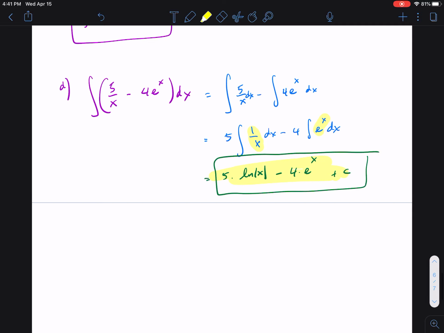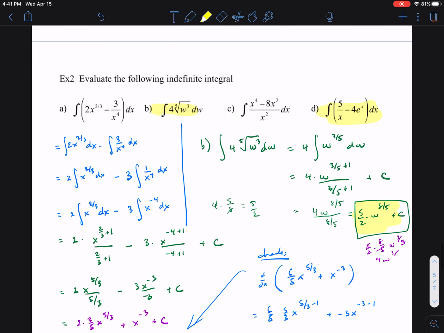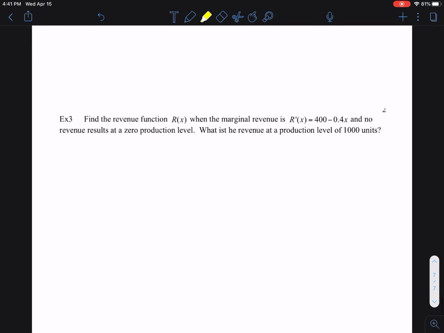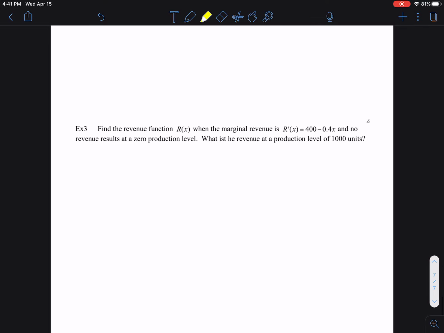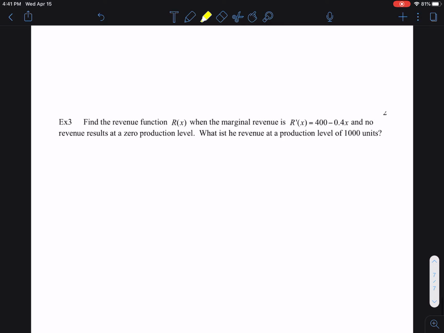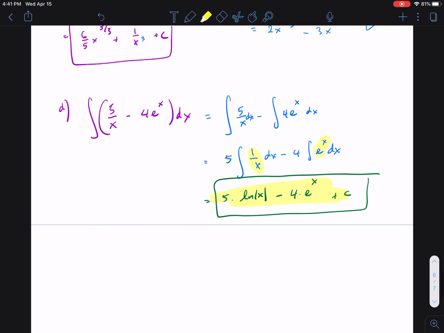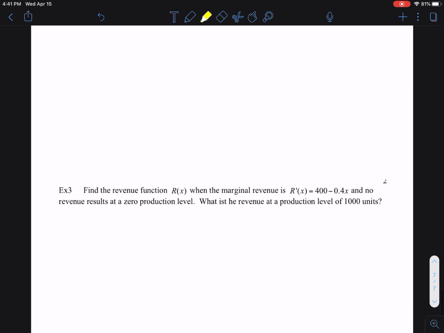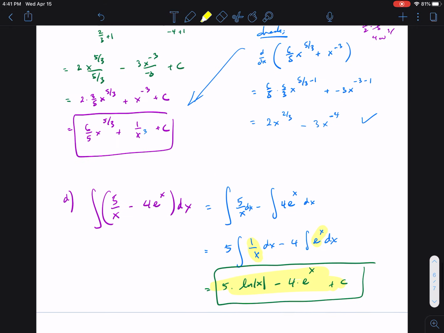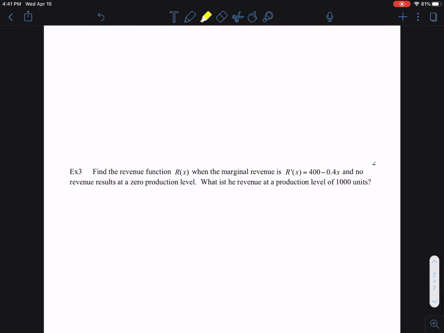Okay. I was going to do a word problem, but actually I'm going to save this till we get to Zoom, and I'll do it over Zoom. So I'm going to pause the video on this one. This should be enough for you guys to get started on the homework.